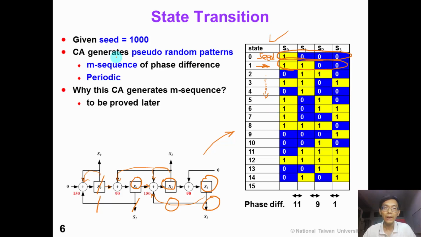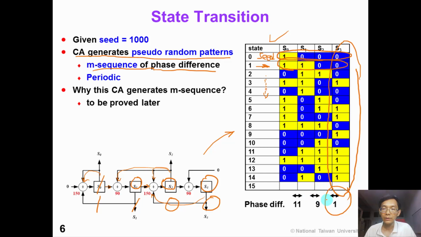From this table, we can see that cellular automata also generates pseudo-random patterns. If you notice, this sequence is an M sequence. Each output of this cellular automata is the same M sequence, but they are phase shifted. For example, S2 and S3 are different by one cycle. S1 and S2 are shifted by 9 cycles, and S0 and S1 are shifted by 11 cycles. Similar to LFSR, the M sequence is also periodic. Why does this cellular automata generate M sequence? This will be shown later.